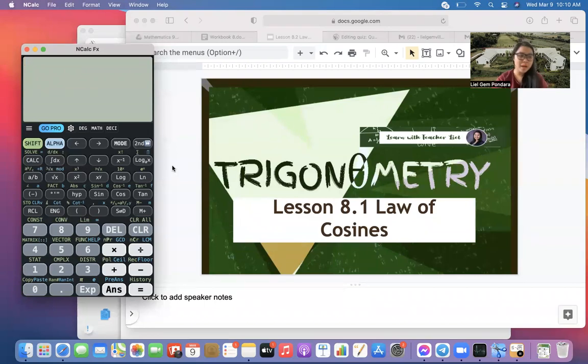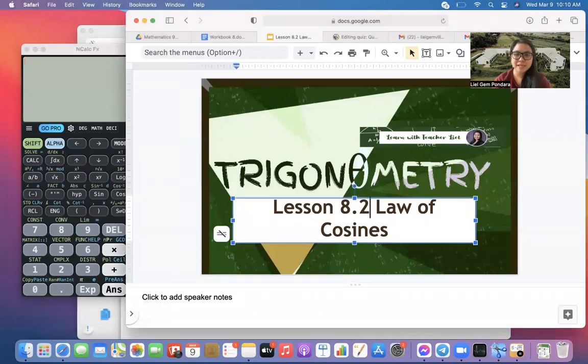Today we are going to talk about the last lesson. It must be lesson 8.2, all about the law of cosines. Yesterday, we talked about the law of sines. And remember, we use the law of sines once there is one complete set of angle and side. If there's a complete set, you can use that to solve for the other missing angles and other missing sides. Now, this morning, we are going to have the law of cosines.